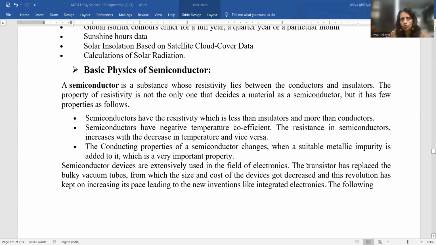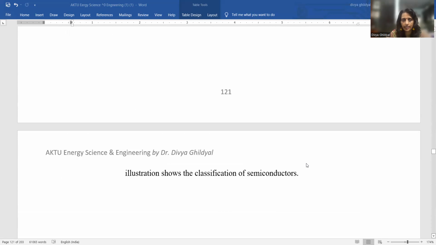Then I introduced you the basic physics of semiconductors, about p-type, where holes are the majority carriers, n-type, where electrons are the majority carriers. p-type are formed with the addition of trivalent impurities like aluminium, etc., and n-type are formed with the addition of pentavalent impurities like phosphorus, etc.